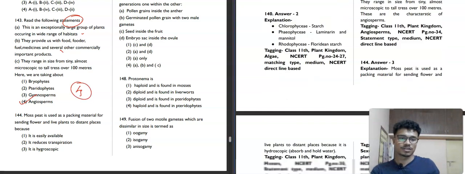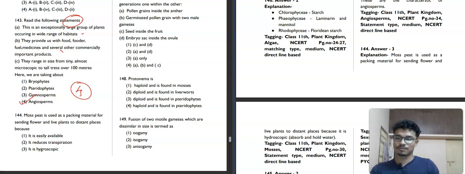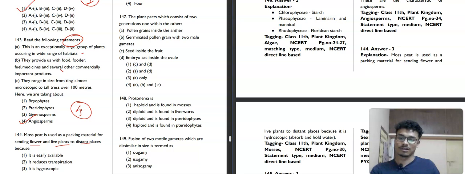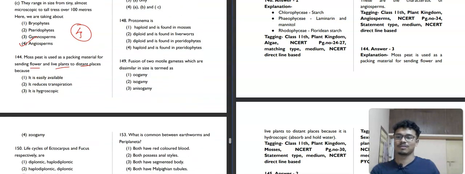Now we'll move toward question number 144. Moss peat is used as packing material for sending flowers and live plants to distant places because it is easily available, it reduces transpiration, it is hygroscopic, or all of the above. In this question you may think that all of the above should be the correct answer, because it could be that moss peat is very easily available, and that's why it is used for sending flowers and live plants to distant places. Could be, right? You may be thinking.